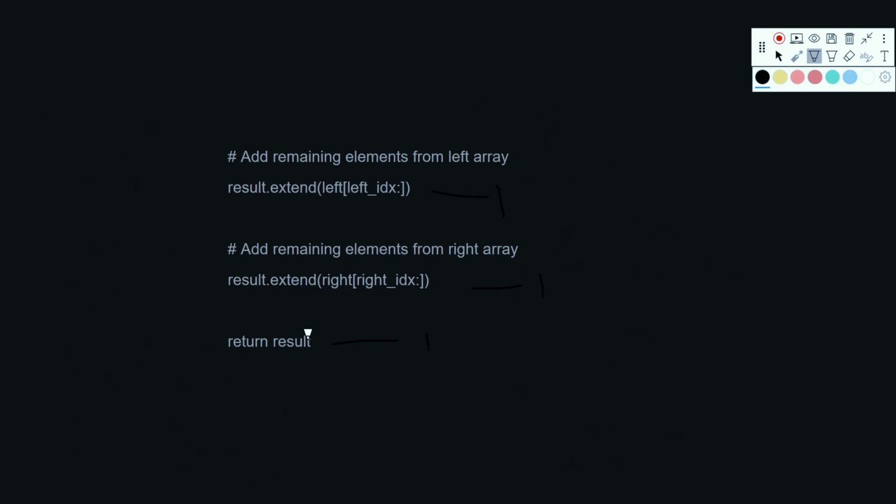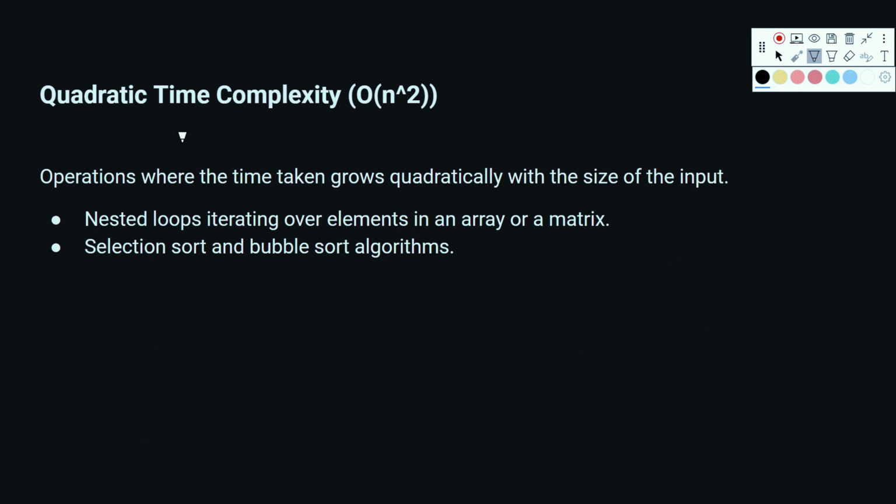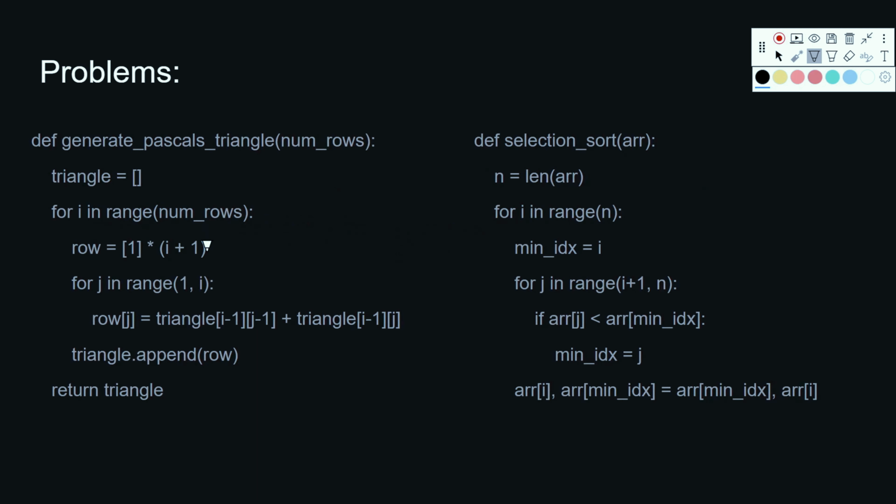Okay, so let us come up. Okay, so this is the quadratic time complexity, which is basically big O of n square. It is basically seen in nested loops or selection sort or bubble sort algorithms. Okay, so let us analyze the codes.